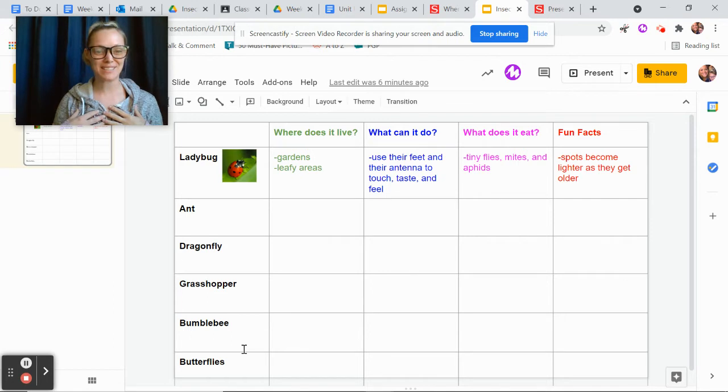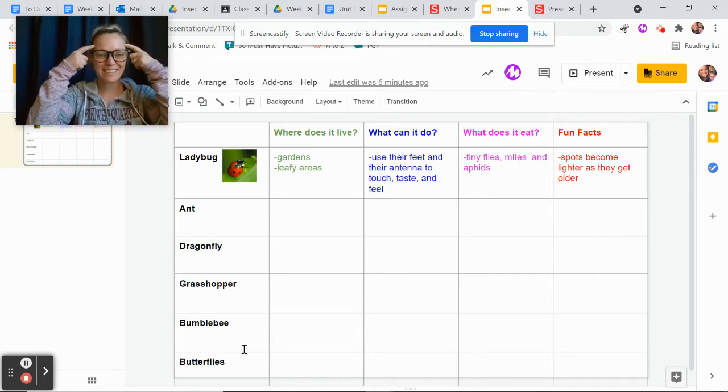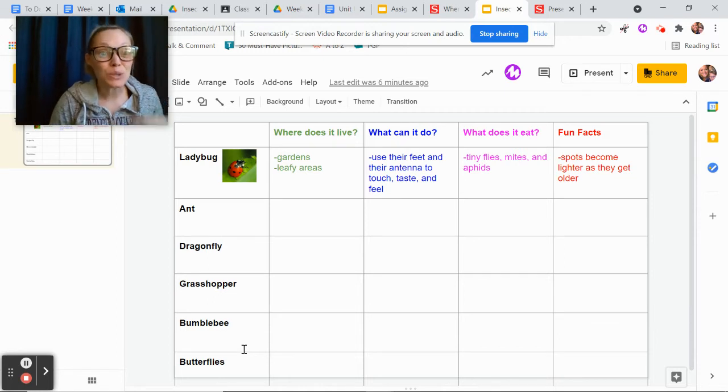So, yesterday we started some research. Repeat after me, research. To look for information. We're going to use the information we find to write about some insects. So, we're going to learn all about different types of insects. And at the end, you'll get to choose the insect that you write about.